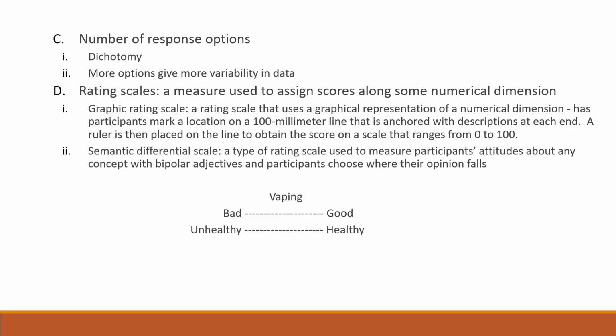You can also have a semantic differential scale, which is a type of rating scale used to measure participants' attitudes about any concept with bipolar adjectives, meaning 2 poles of descriptive words, and participants choose where their opinions fall. So this example on the slide shows vaping. The first question shows 2 poles ranging from bad to good, and the second with unhealthy to healthy. And participants, just like before, mark where their opinion is. This is just like that graphic rating scale, we just don't use the ruler measurement aspect of it.